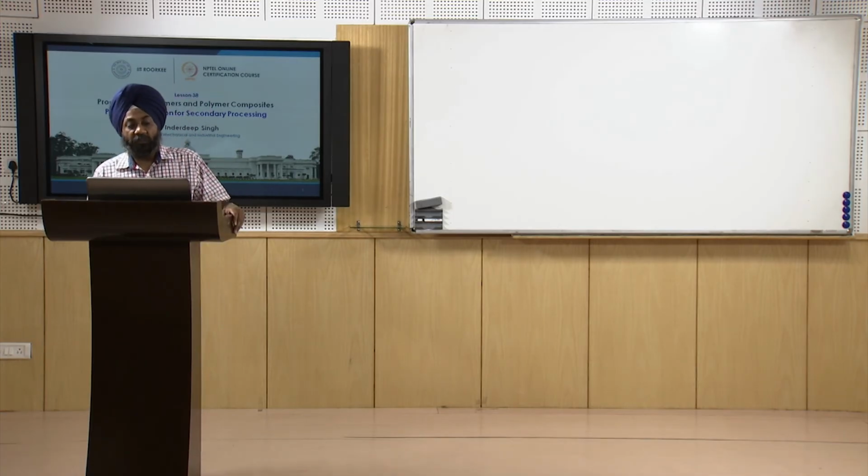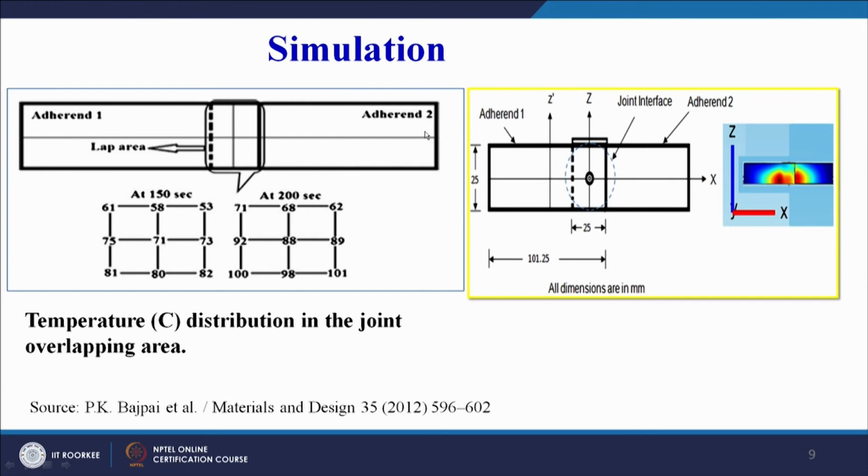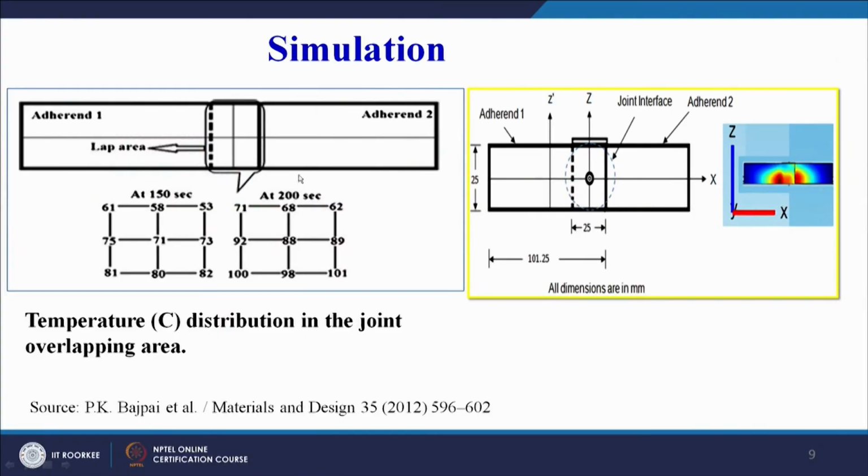Now these are the simulation results that we can get. We can see the temperature distribution in the joint overlapping area. Now two adherends are there. This is adherend number 1, this is adherend number 2, or more precisely, these are the two composite parts that we want to join together, and the joint configuration or the joint type that we are using is a lap joint. So as per the lap joint there will be an overlap area, and this overlap area we can simulate and find out what is the temperature at the overlap area.